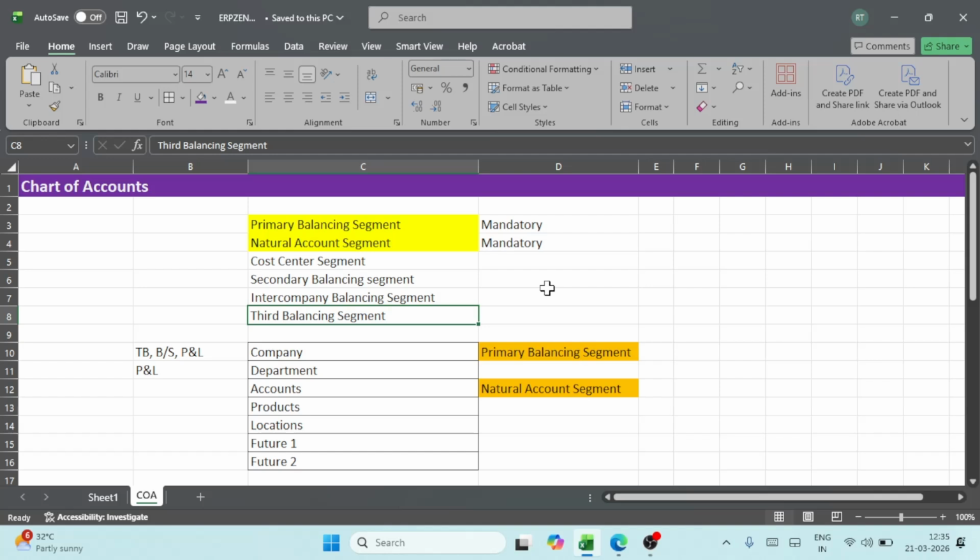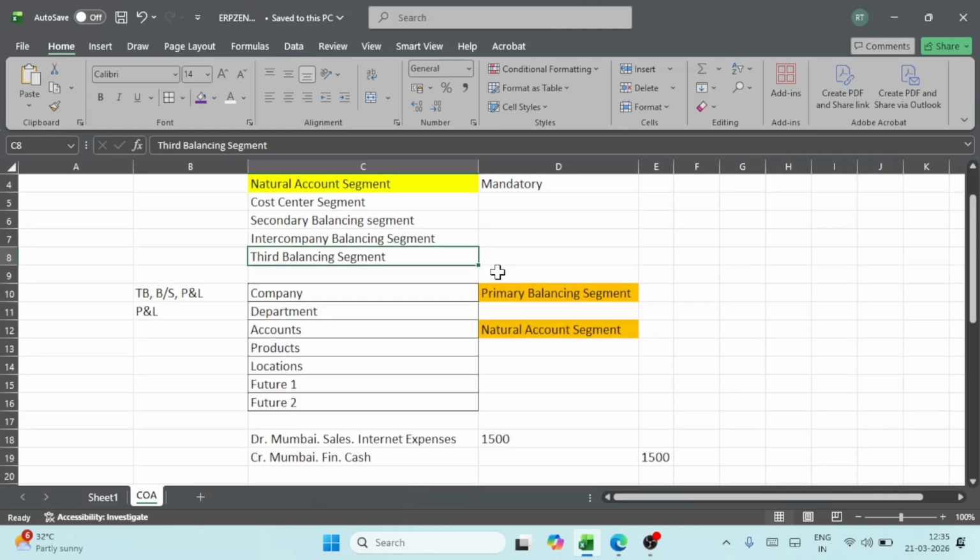So let's understand what these are. I have identified the segments. Those are company, department, accounts, products, locations, future 1 and future 2.